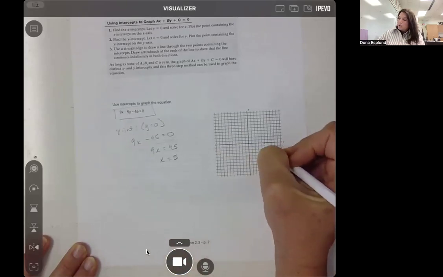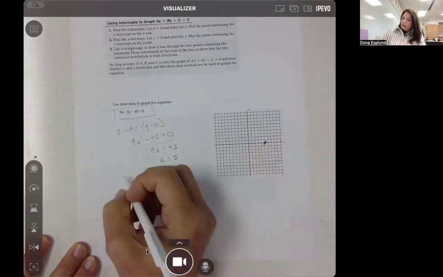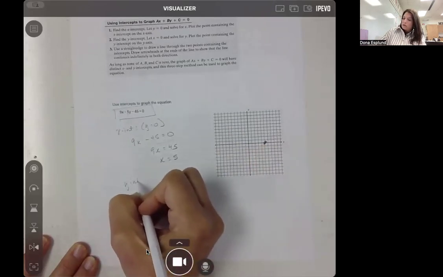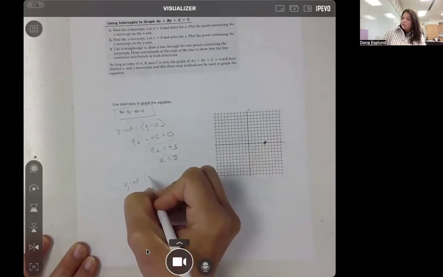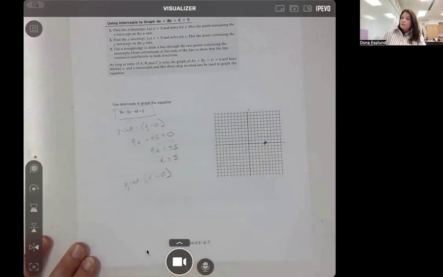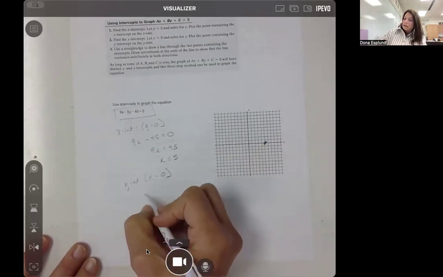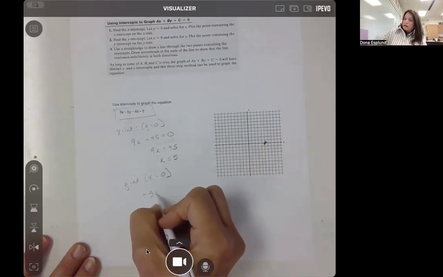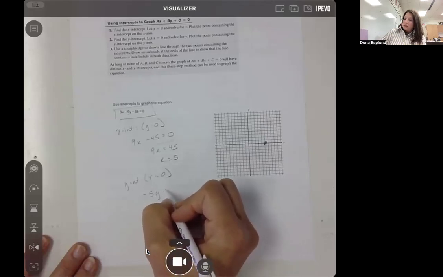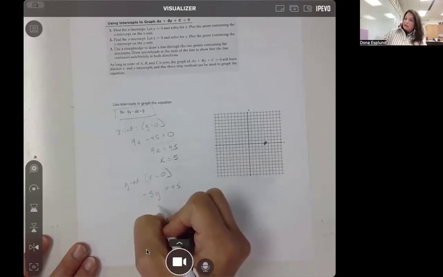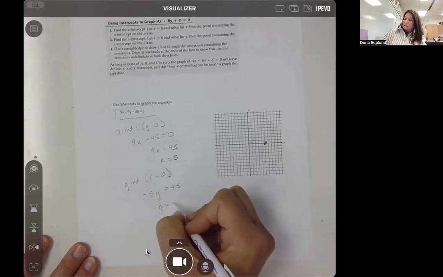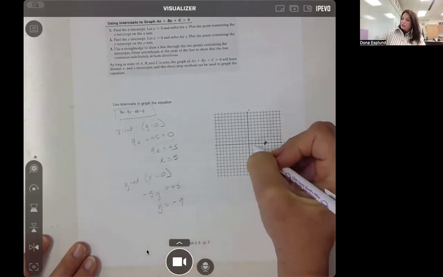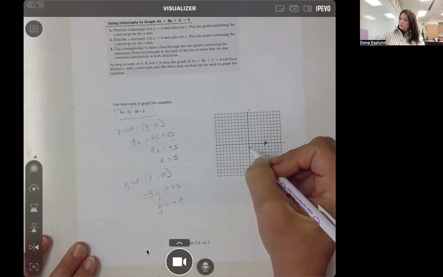So in other words, I'd come over here and plot that point, and then I'd also do my y-intercept. For the y-intercept, that means the value of x is going to equal 0. So then my new equation is going to be negative 5y equals 45. And then dividing by 5, it's going to be negative 9. So then I'd come down to negative 9.